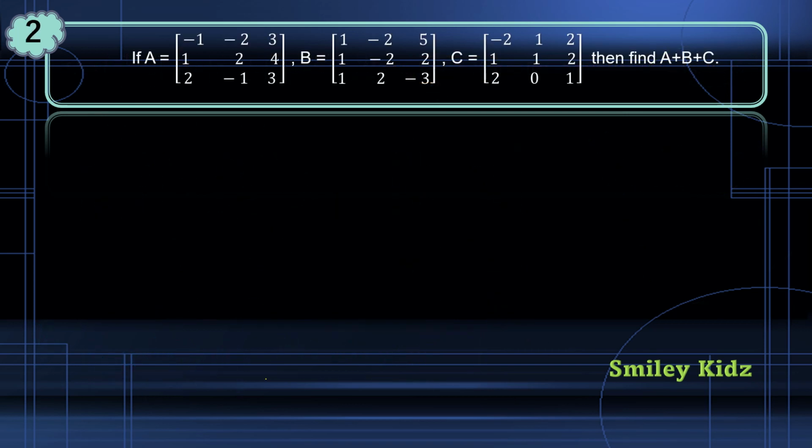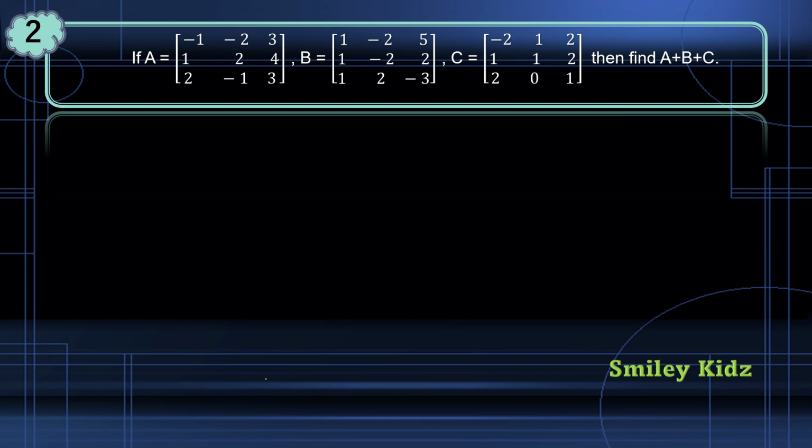Moving forward, we have A equals to some matrix, B equals to some matrix and C equals to some matrix. Here we're going to find A plus B plus C. It is as simple as that. You're going to add all the 3 matrices, right? You're going to perform addition of all the 3 matrices.